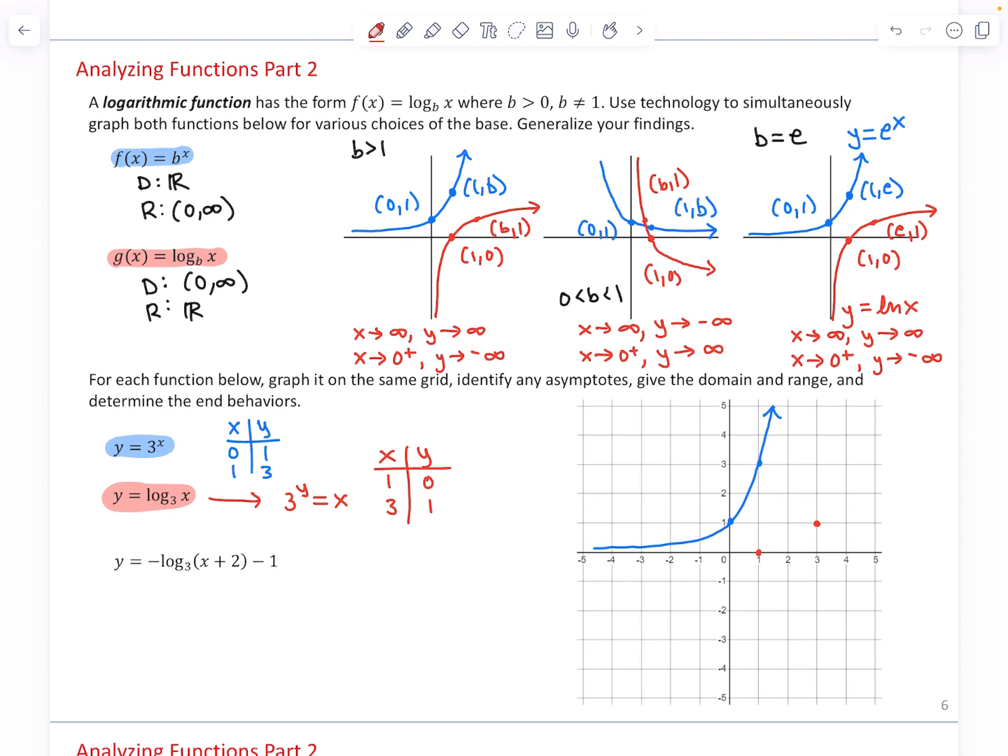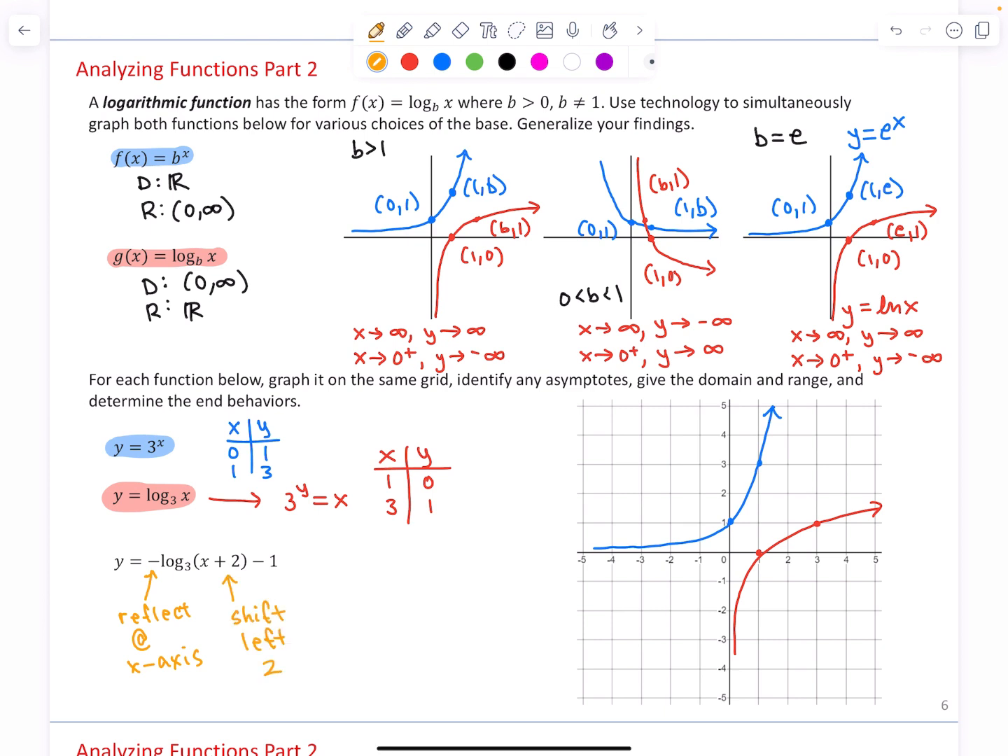So (1, 0) and (3, 1) are 2 points on this graph, and we have this logarithm. Now let's focus on the third function. The third function is a transformation of the red function. This negative will reflect the logarithm around the x-axis. Then we're going to shift left 2, and then finally shift down 1.